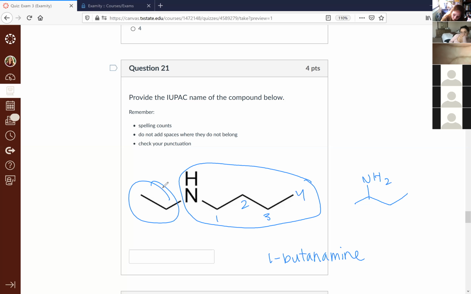N-ethyl. Right. So this would be called N-ethyl. That's a long dash between those. 1-butanamine. Does that make sense?